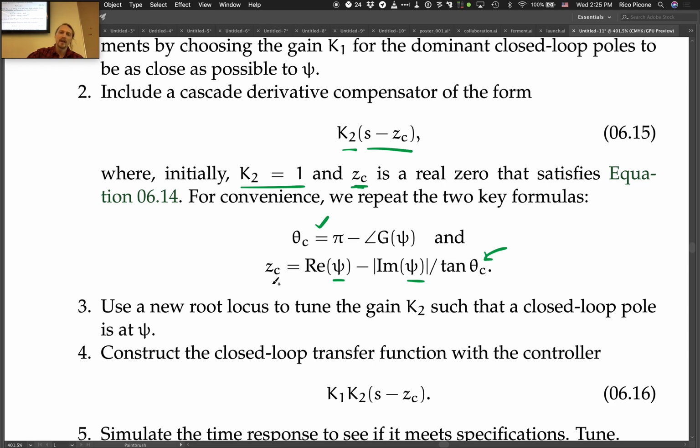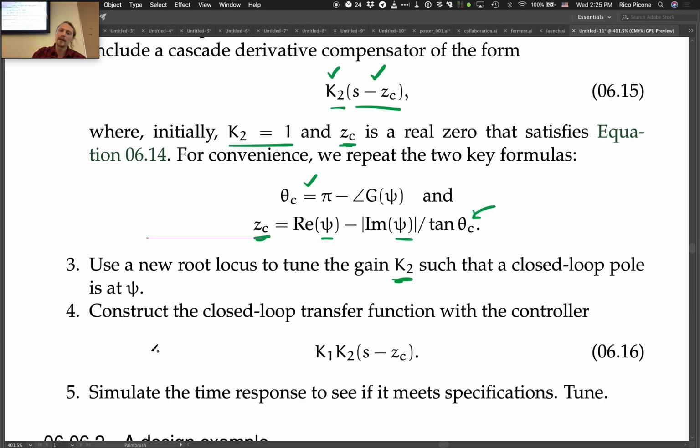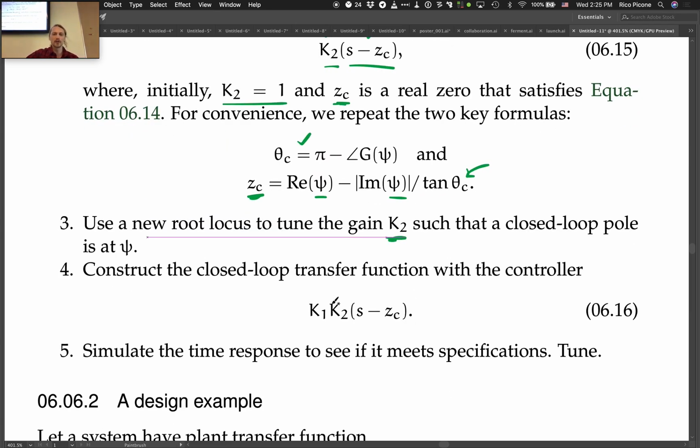So you determined ZC in step 2. Now you're going to determine your K2, your gain K2. ZC was this part of the compensator. K2 is the second part of the compensator. So do that in step 3. And then construct the closed loop transfer function with the controller. You just cascade them together, K1, K2, S minus ZC, and you've got your controller. Then simulate the time response to see if it meets the specs, and then tune accordingly.